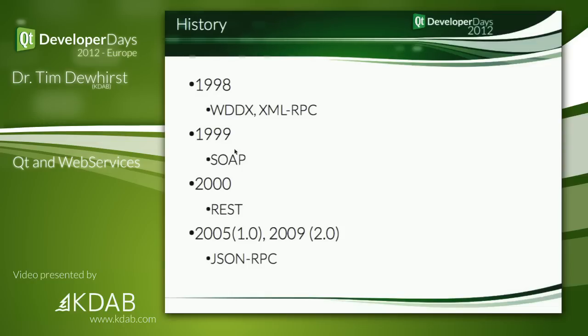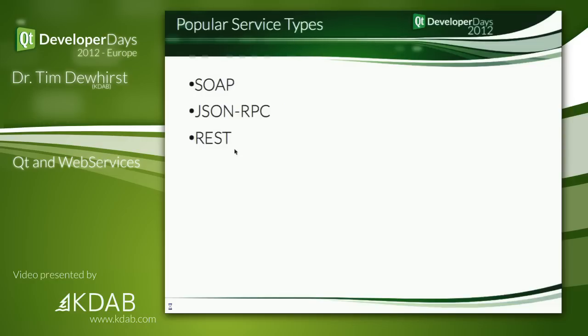Then we have JSON RPC. So I'm assuming that most people are familiar with JSON. Obviously, if you're used to using QML, then you're using it already. But again, I'll touch upon that in a minute, just in case there's anything that's not particularly clear. So the three most popular service types at the moment really are SOAP, JSON RPC, and some kind of RESTful web services interface. So I'll quickly discuss those. We'll have a look at the differences between some of them, and then we'll have some examples.